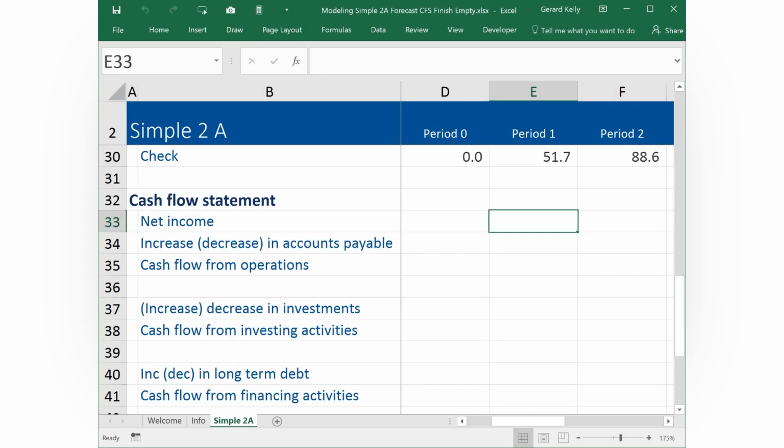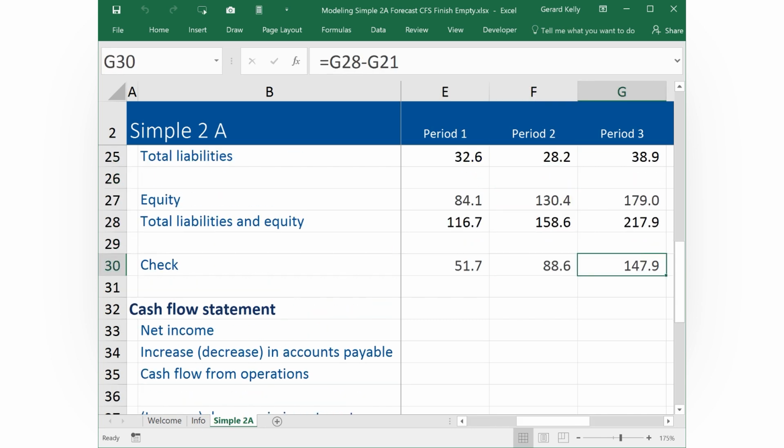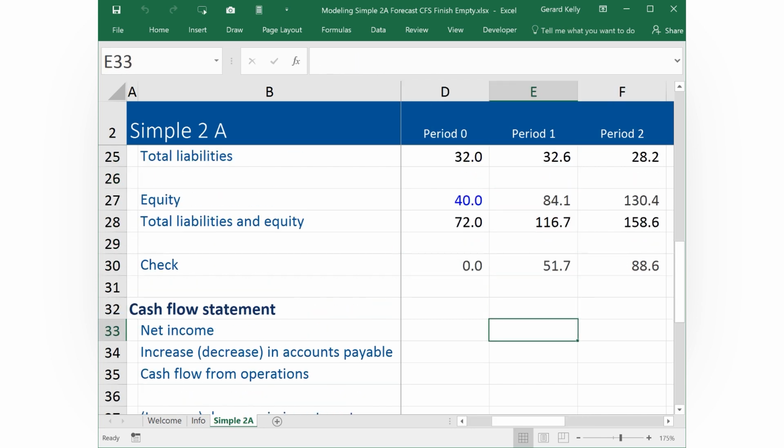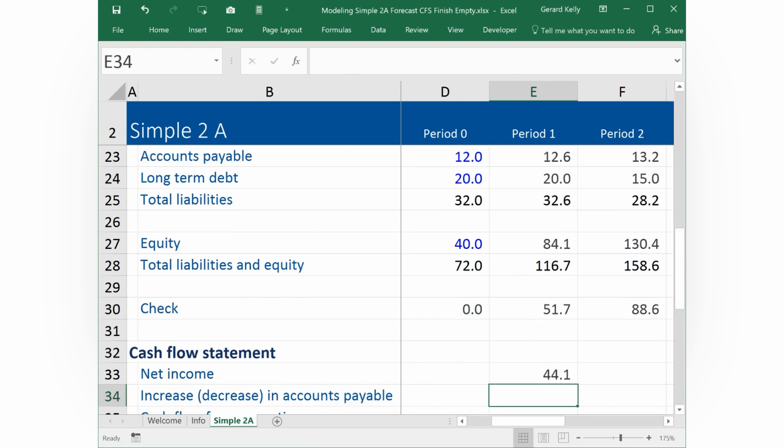To build our forecast cash flow statement, the first question is, in which period are we doing this? Well, I know my balance sheet is unbalanced in period 1, 2 and 3. I therefore only need my cash flow statements in period 1, 2 and 3. I don't need to do historical cash flow statements. So I start with net income. I go up to my income statement, 44.1.